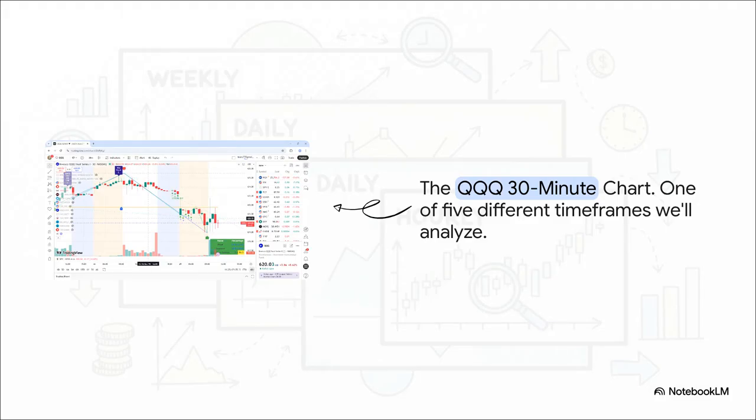So this right here is a 30-minute chart for QQQ. Now normally you'd be trying to figure out what all these different lines and squiggles mean, but instead we're going to focus on just one thing from a special indicator. It's called the pivot value. Just think of it as a probability score, a score for a trend reversal. And we're going to look at this same score across 5 different time frames, from a tiny 1-minute chart all the way up to a daily.